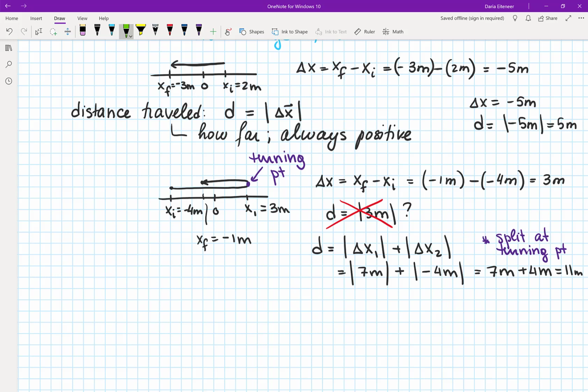Last thing that I need to tell you about distance is that it's also going to be measured in meters, right? Because we are still talking about something that's related to position or displacement.